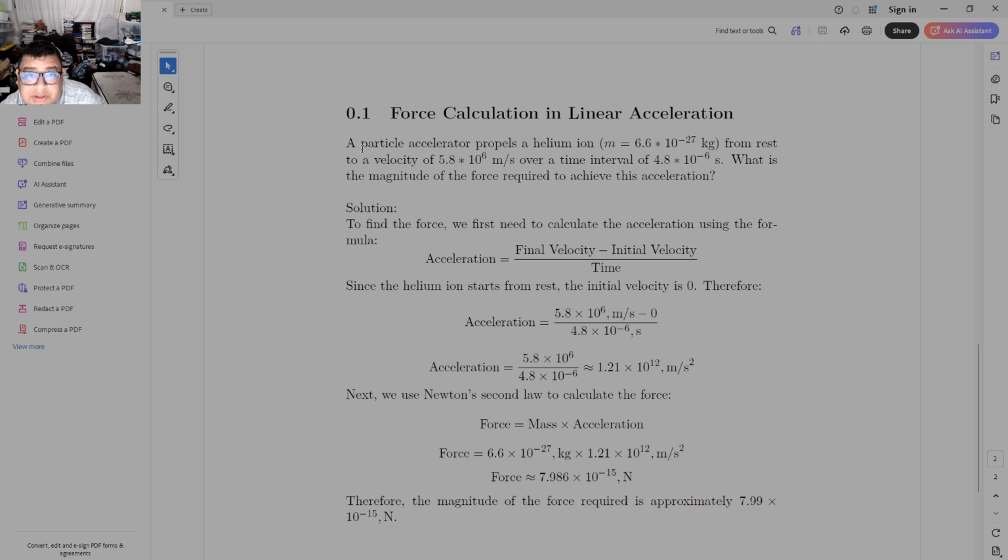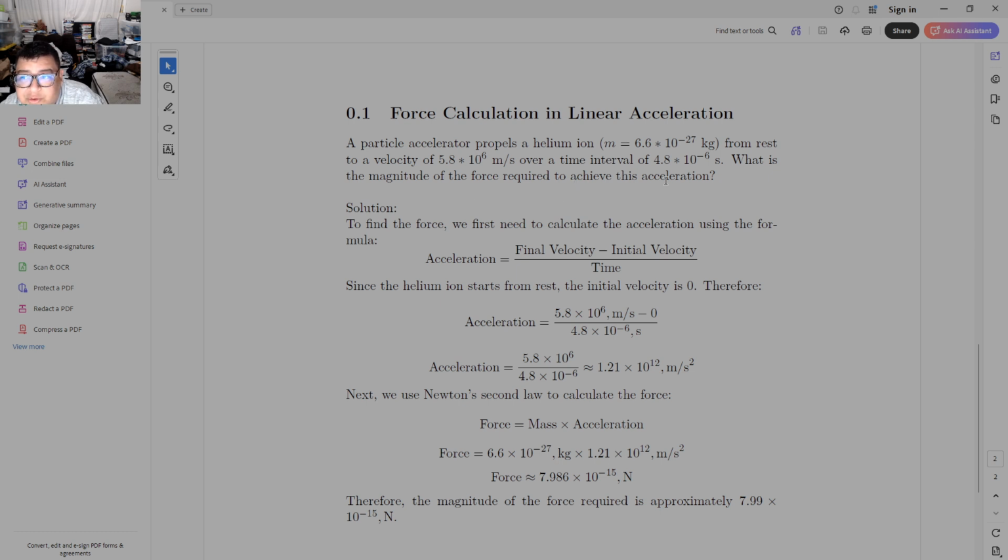Okay, so the exercise that we're going to be working is as follows. It says that a particle accelerator propels a helium ion with a mass of 6.6 times 10 to the negative 27 kilograms from rest to a velocity of 5.8 times 10 to the 6 meters per second over a time interval of 4.8 times 10 to the minus 6 seconds. So what is the magnitude of the force required to achieve this acceleration?